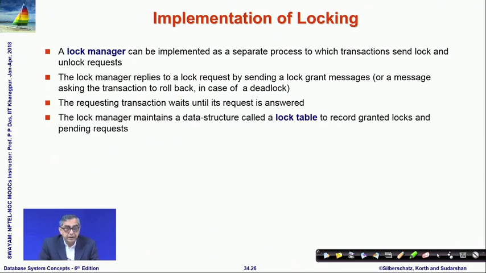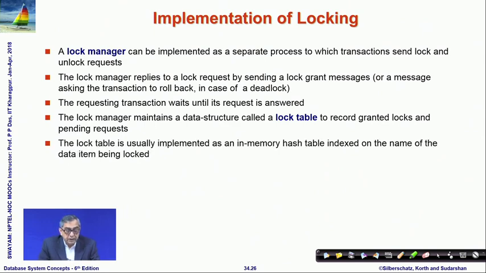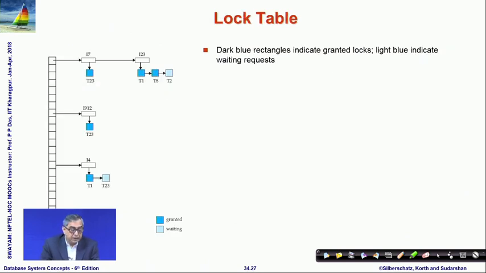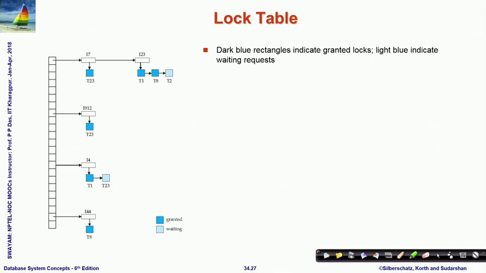The lock manager maintains this as a lock table, and this is typically an in memory hash table, because it needs to be very fast, and it is indexed on the name of the data item being locked. So, let us show you an instance of a lock table, where the nodes are different data items. So, I7, I9, I12, I4, I44, I23 are different data items.